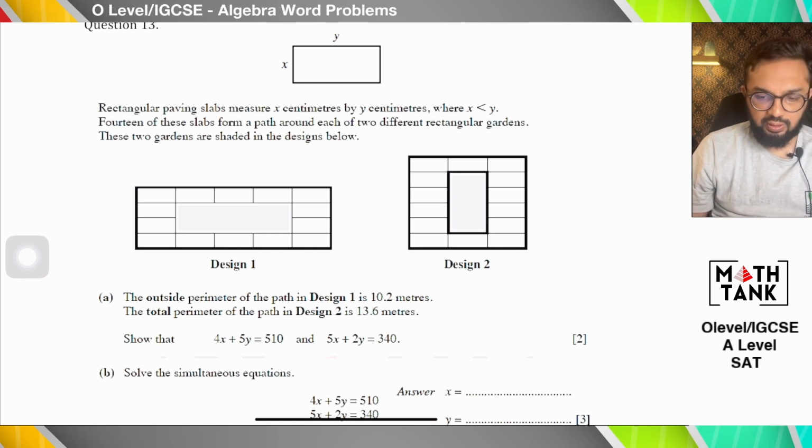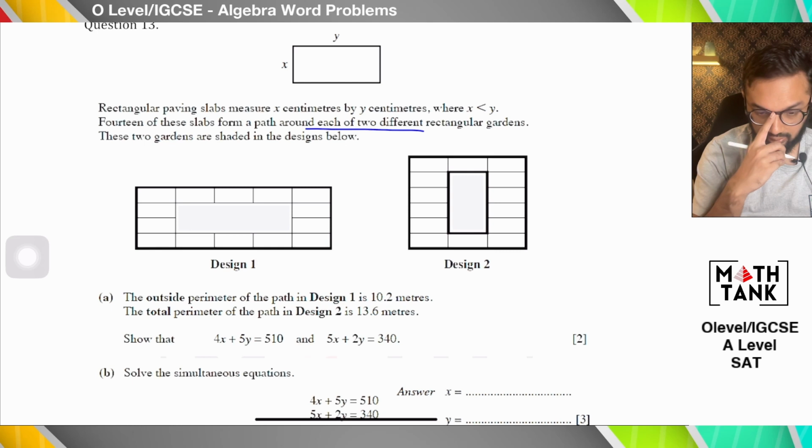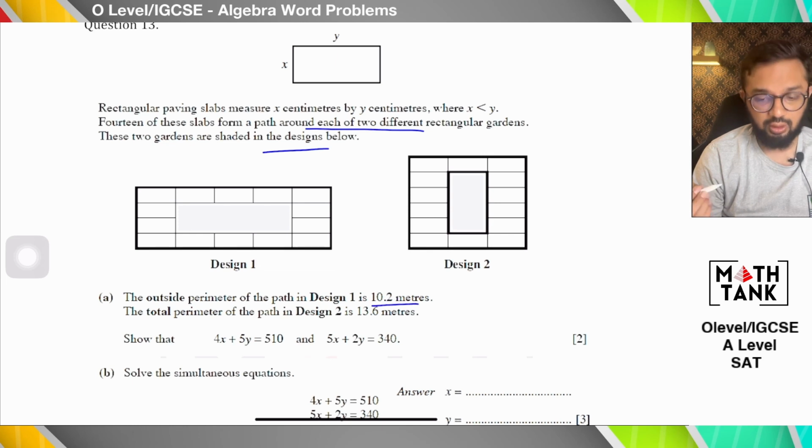Okay, so the next question is this. It says rectangular paving slabs measure x centimeters by y centimeters, where x is less than y. 14 of these slabs form a path around each of the two different rectangular gardens. These two gardens are shaded in the diagram below. The outside perimeter of the design is 10.2 meters. I'm not talking about centimeters anymore, I'm talking about meters. I could convert this into centimeters, and I think that's the easier way: multiply by 100 and say that it's 1020. And the other should be 1360.